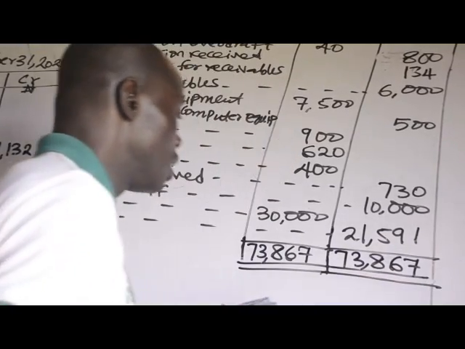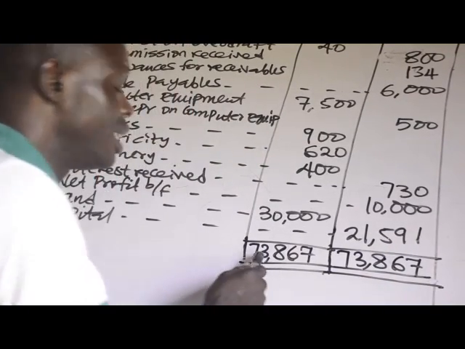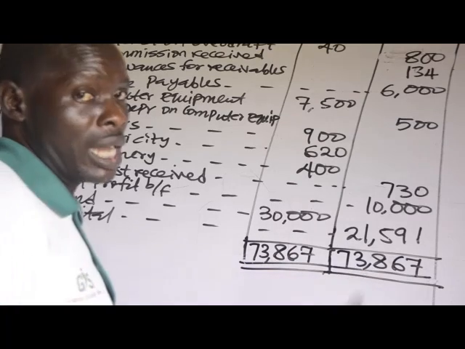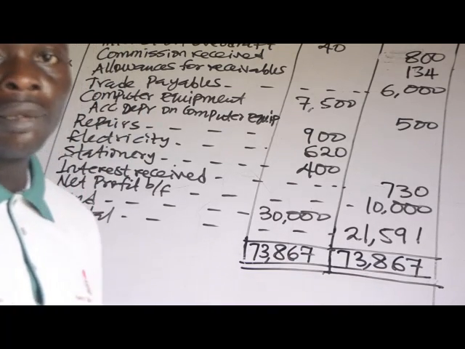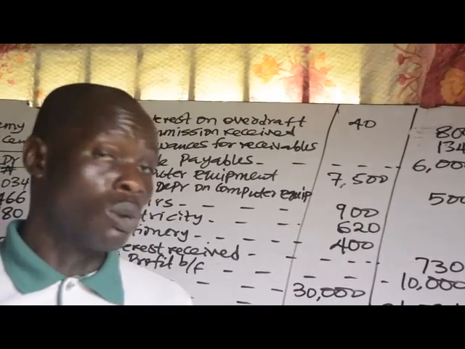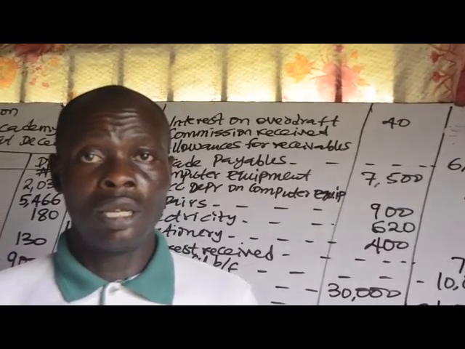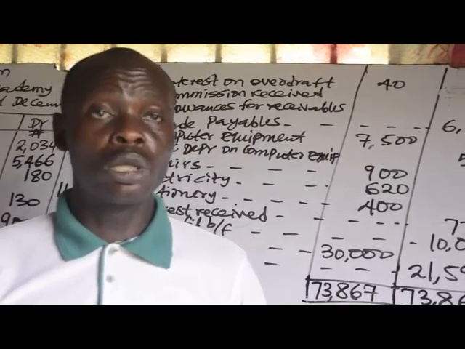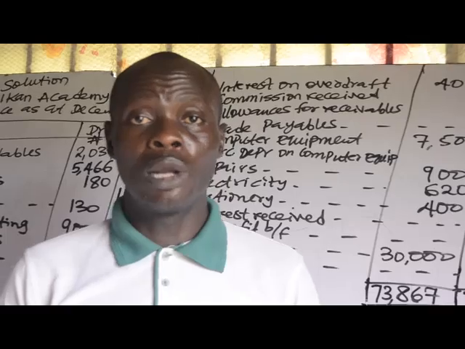73,867. You will see that the debit side agrees with the credit side. That is the end of the solution, end of the work example on trial balance. The next question or the next lecture shall cover those other videos or topics not yet examined.